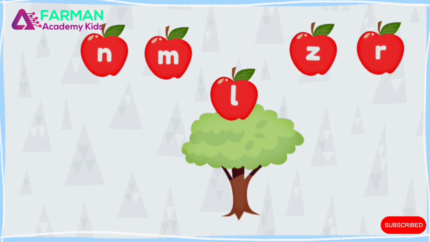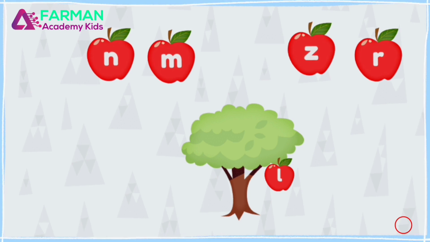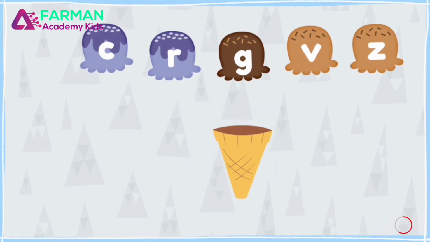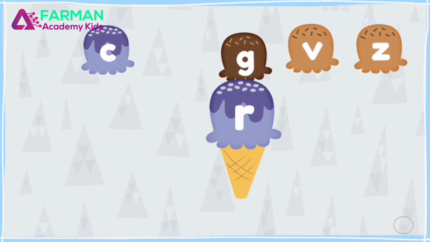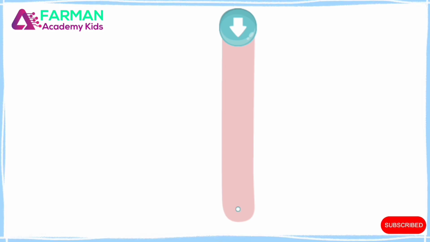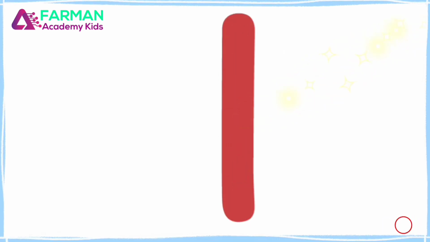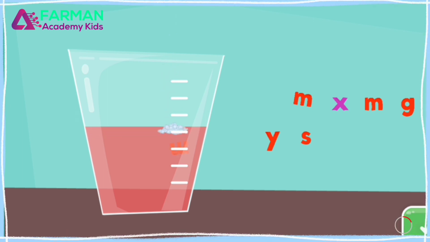Drag the letter M into the glass. Great! You put the letter M into the glass. Drag the letter C into the bowl. Great! You put the letter C into the bowl. Which one has the letter M? Tap M. Great job!